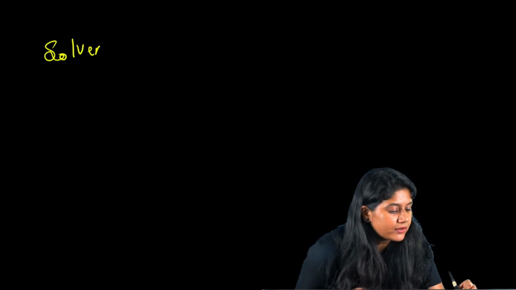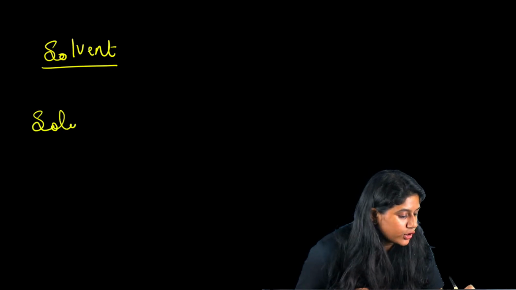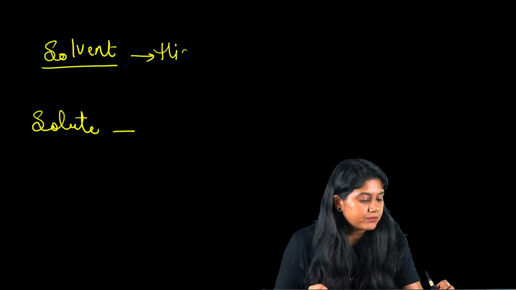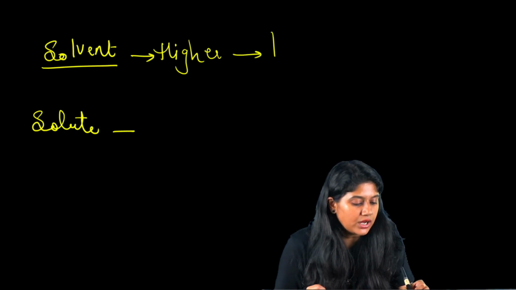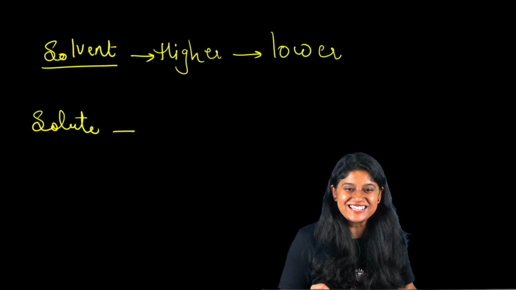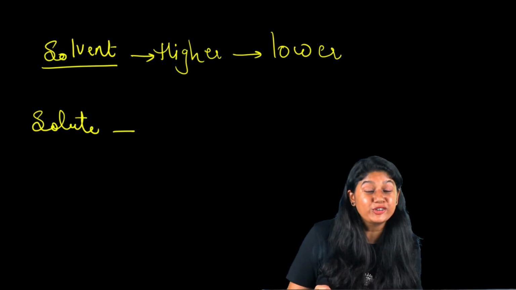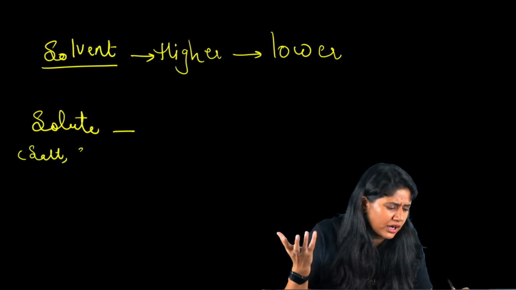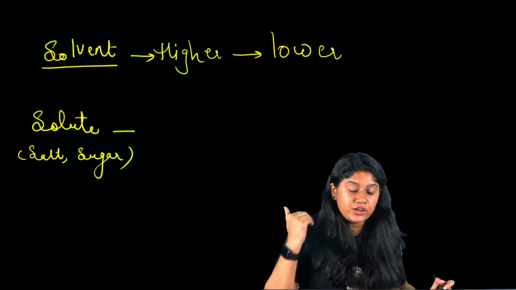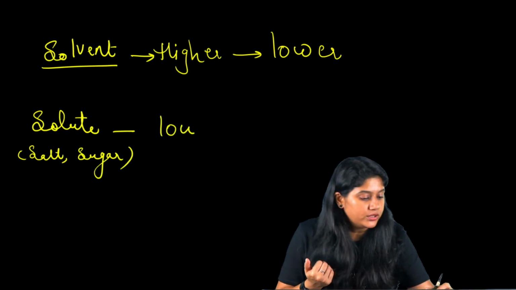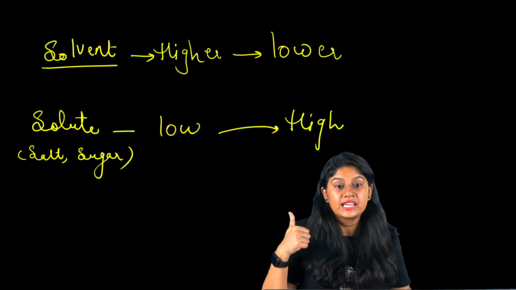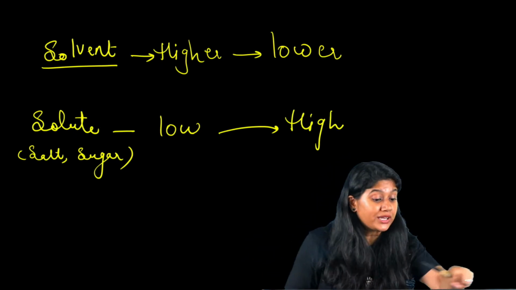Okay, let me just write it over here. What is solvent and what is solute? The water movement will be happening from the higher concentration to the lower concentration. Yes or no? Right? But if we talk in terms of the solute, like sugar or salt, wherever we have low concentration of solute, from there the water will move to the high concentration. Is it clear? Clear everyone? We are talking about water only.